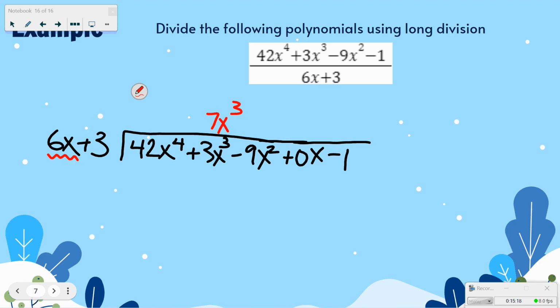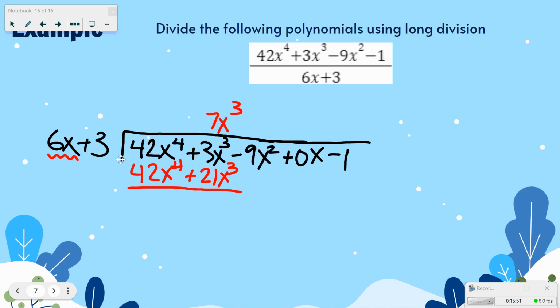And we'll do that same idea, but now I'll have 7x cubed. I want to multiply that by 6x, and that's how I'll get 42x to the 4th. And I also have to do it to this plus 3, so that'll become plus 21x cubed. All right, so how we got this 7x cubed? Who can tell us how we can get 7x cubed again? What do you think, Yana? It's 42x over 6x.